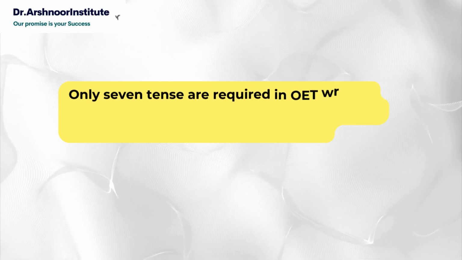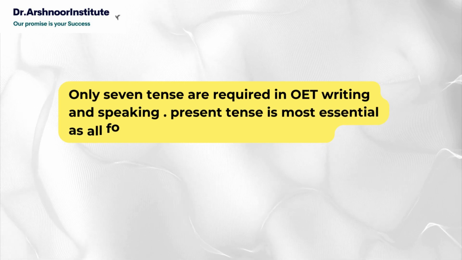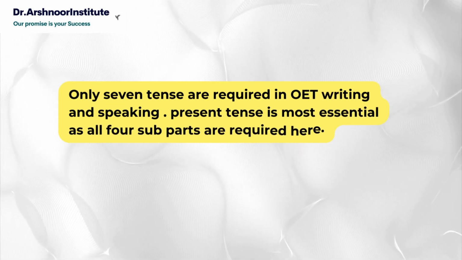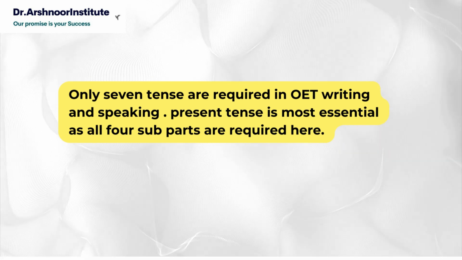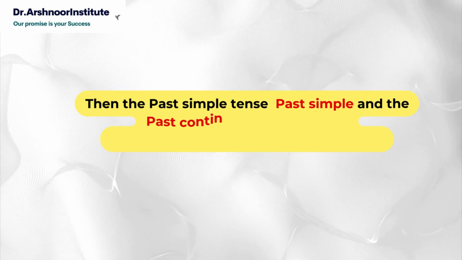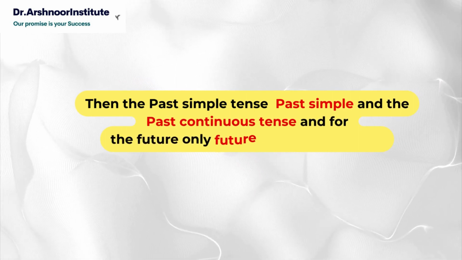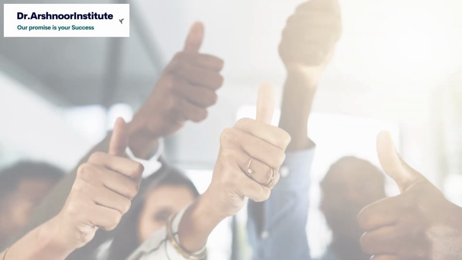Only 7 tenses are required in OET writing and speaking. Present tense is most essential, as all 4 subparts are required here. Then for the past, we use only past simple and past continuous tense, and for the future only future simple is required.